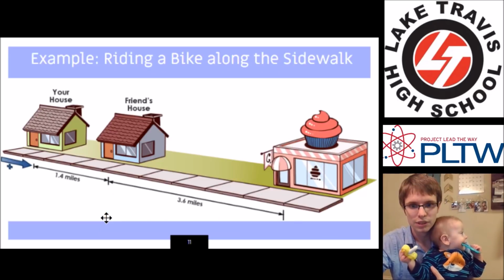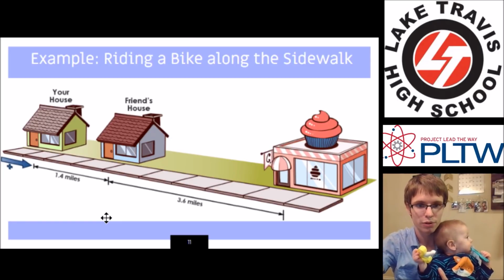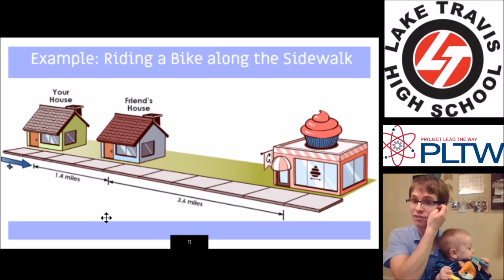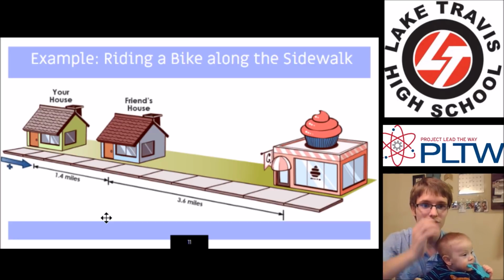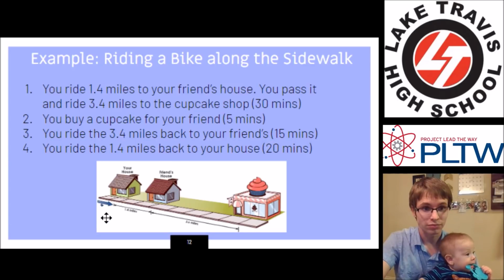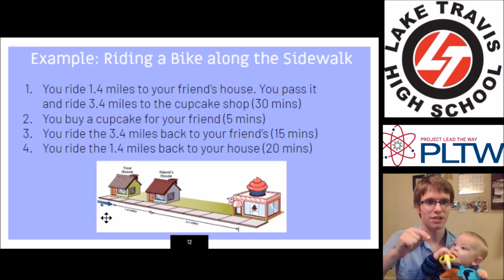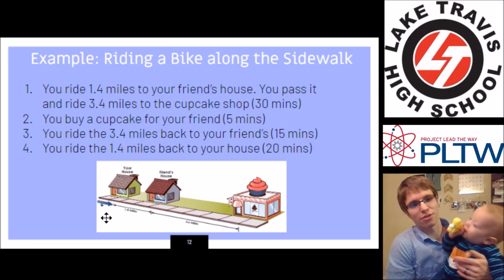Okay. So let's pretend you are riding a bike along the sidewalk. Your house is 1.4 miles from your friend's house. And your friend's house is 3.6 miles from the cupcake shop. Your friend maybe is sick, and so you want to buy him a cupcake, and then you want to return to your friend's house with the cupcake. So you have to ride your bike from your house to your friend's, and then you go past to the cupcake shop. And maybe all that takes 30 minutes.